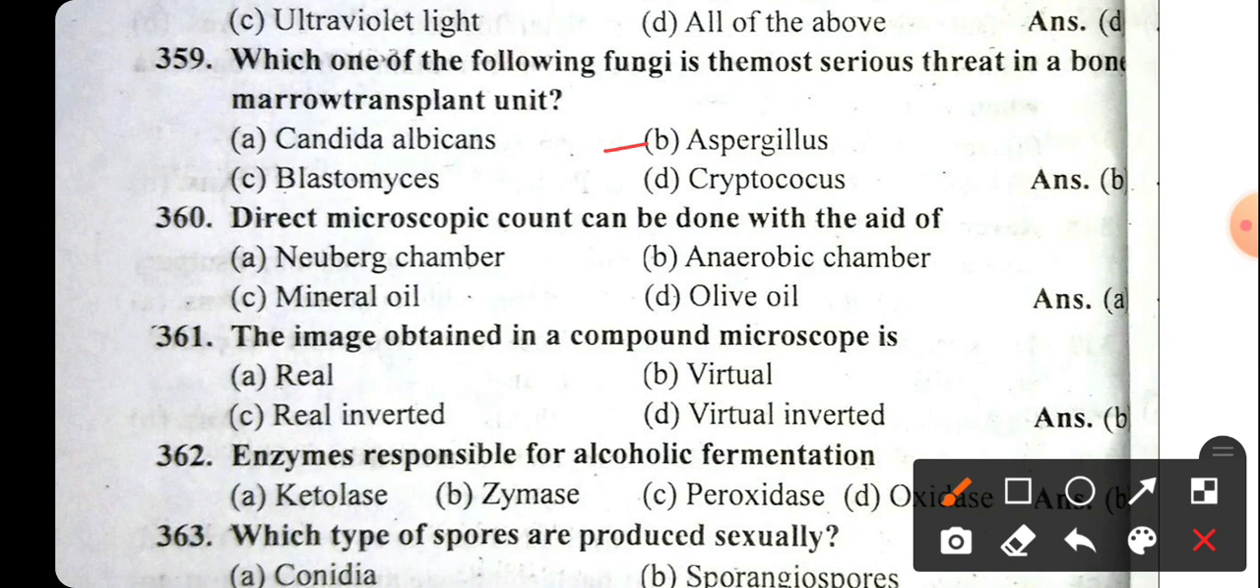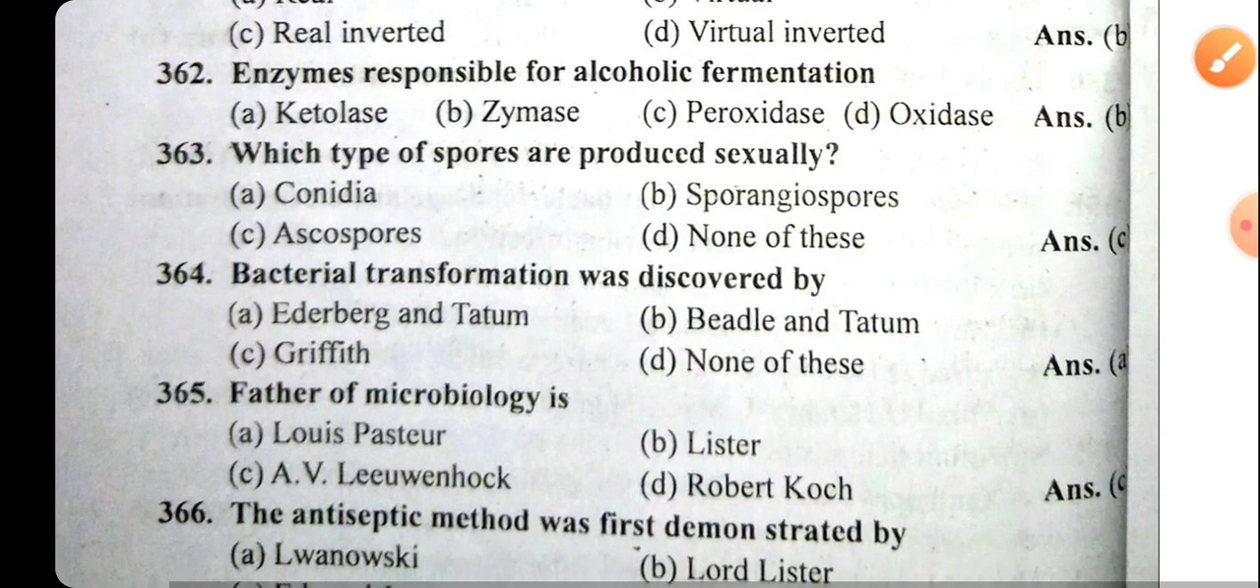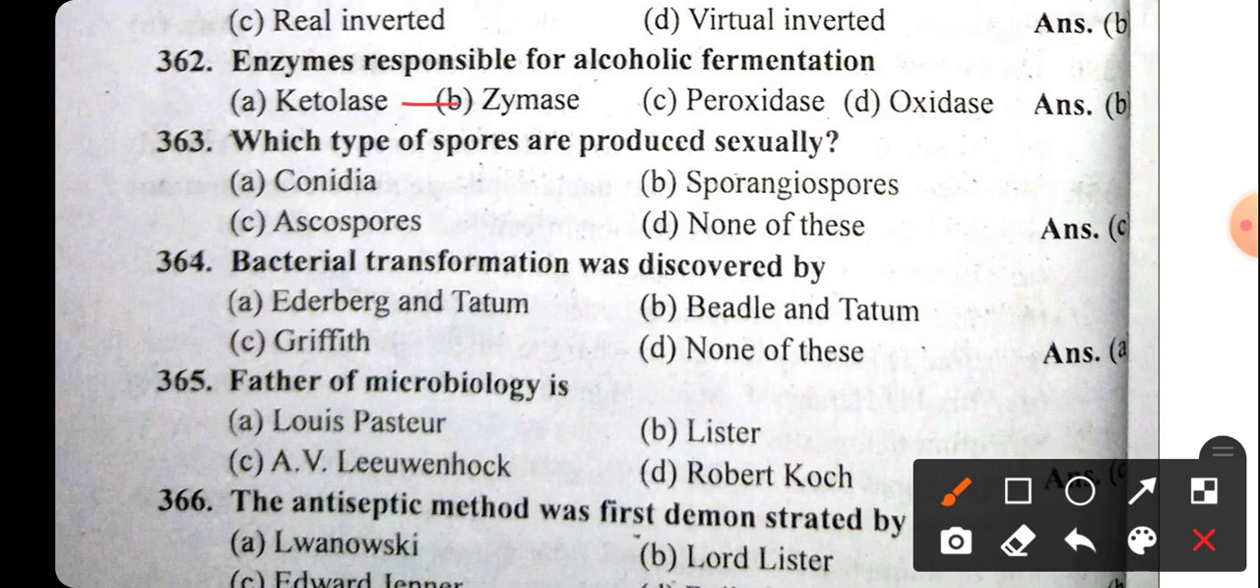Now the next question is: direct microscopic count can be done with the aid of the Neubauer chamber. That is option number A. The image obtained in a compound microscope is a virtual image. Now the next question is: the enzyme responsible for alcoholic fermentation is zymase. That is option number B will be the right answer.